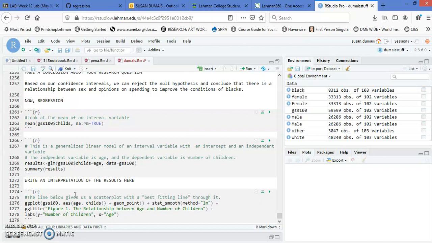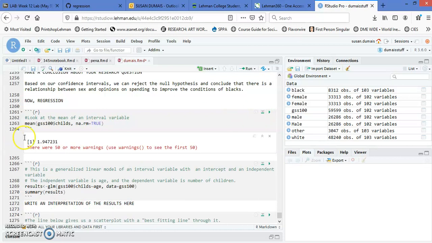Note that both of these are interval ratio variables, and that for any regression that you want to do, both of your variables need to be interval ratio level. So first, we're just getting the mean for childs. Okay, so we see that the mean for childs is 1.95. So the average number of children in our GSS sample is 1.95.